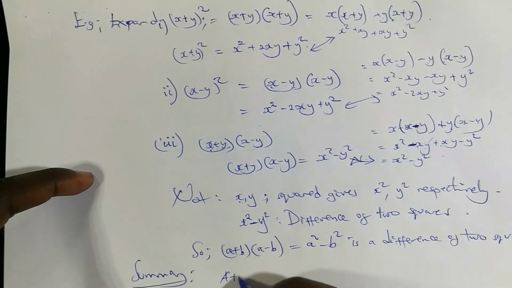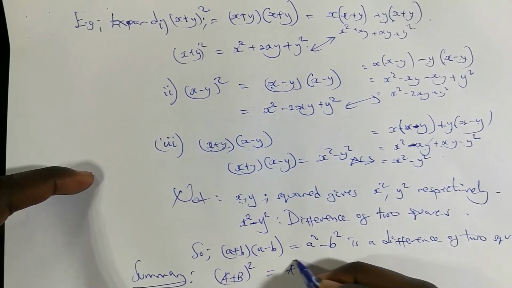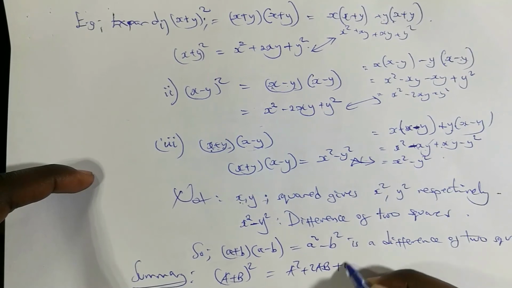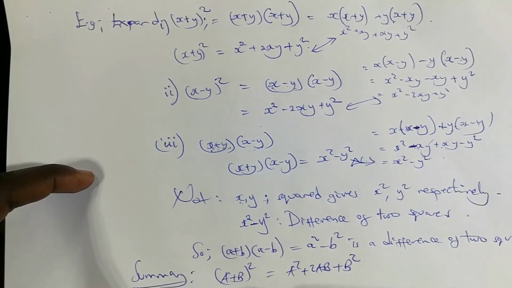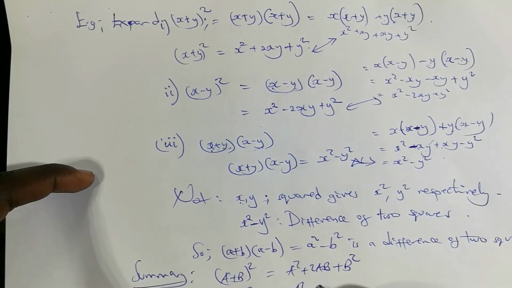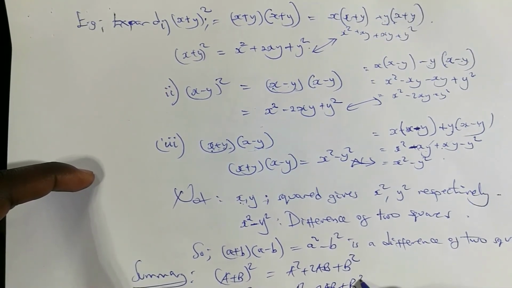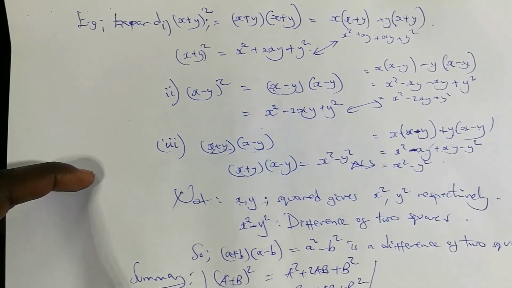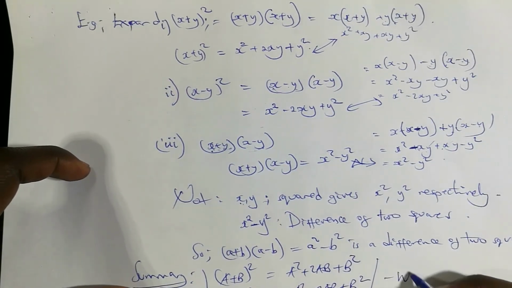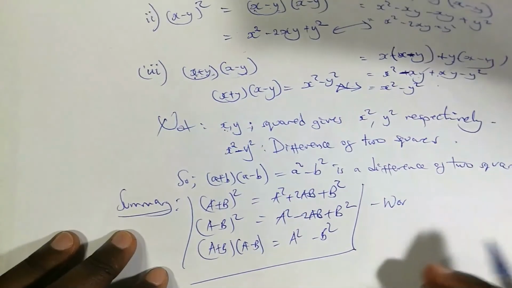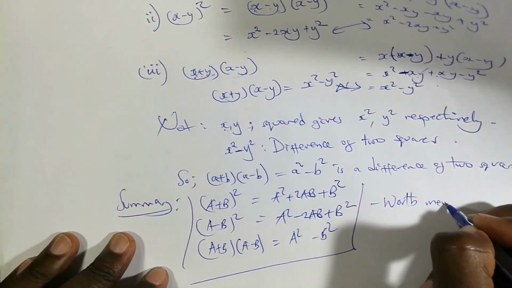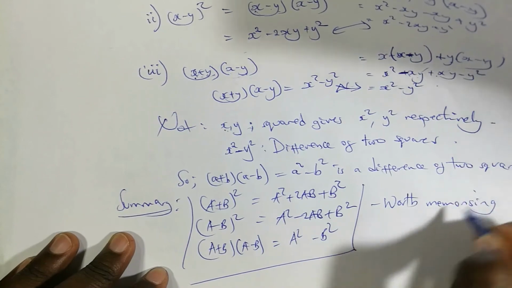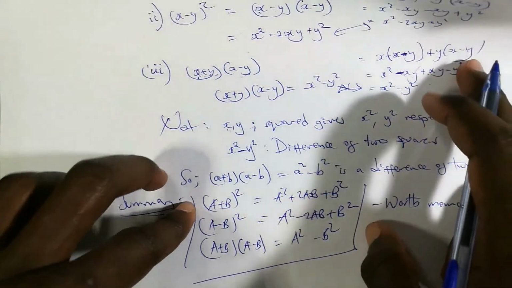So the major identities we looked at today: a plus b squared is given by a squared plus 2ab plus b squared. a minus b squared equals a squared minus 2ab plus b squared. Then a plus b into a minus b was given by a squared minus b squared. This is important and it's worth memorizing. It's going to help us a lot in the future as we continue with pure mathematics.